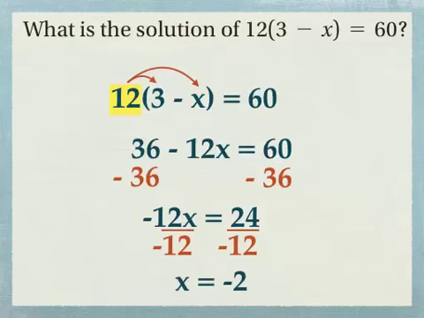If you plugged that back into the equation, you'd have 12 times 3 minus negative 2. Well, 3 minus negative 2 is the same as 3 plus 2, which is 5, times 12 does equal 60.